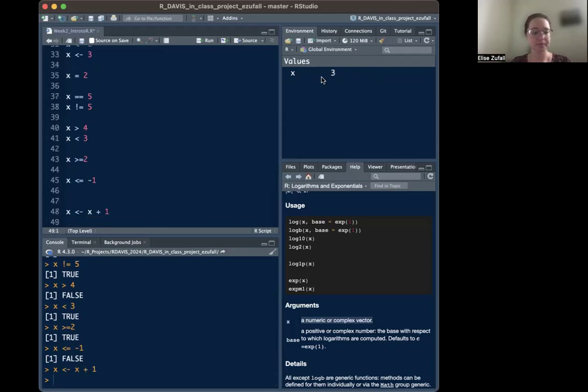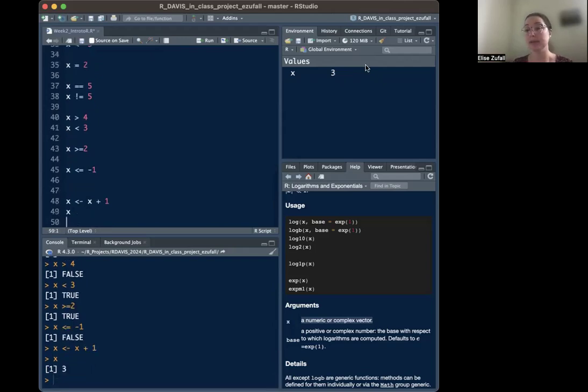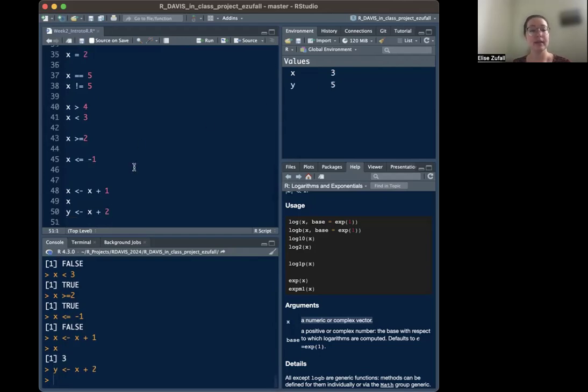What's going to happen? What is X now? Well, X is 3 because we took 2 and then we added 1 to it. So we can do that repeatedly. And we can also define a new variable based on some operation that we do to an existing variable. So for instance, y equals X plus 2, we take the 3 that exists in X right now, we add 2 to it, and we set that to a new variable that we've defined called y.